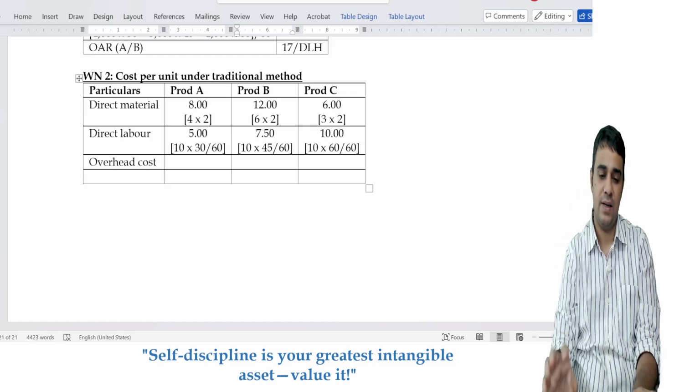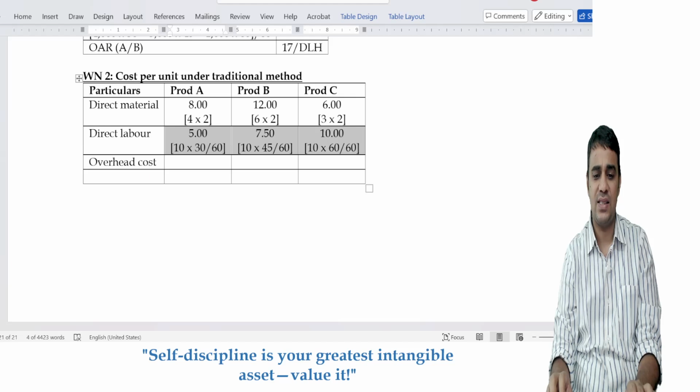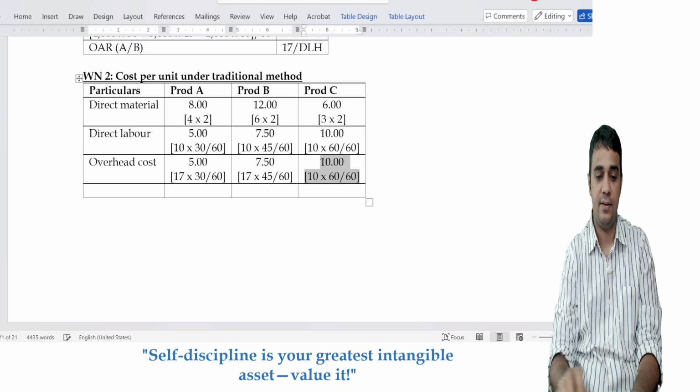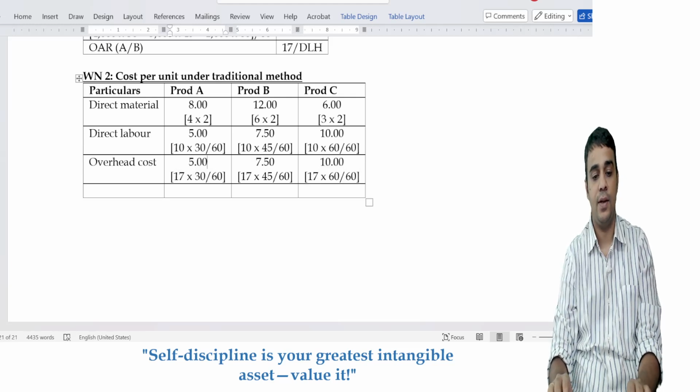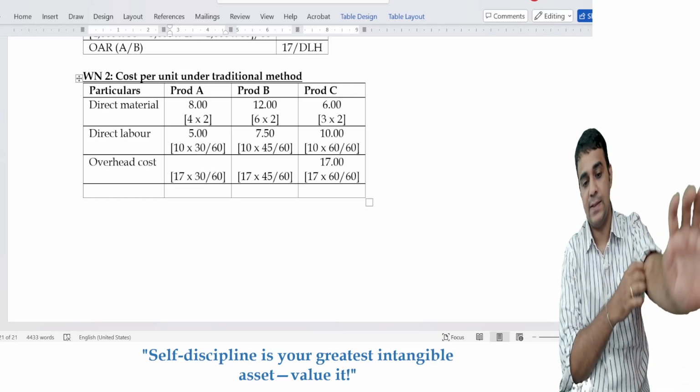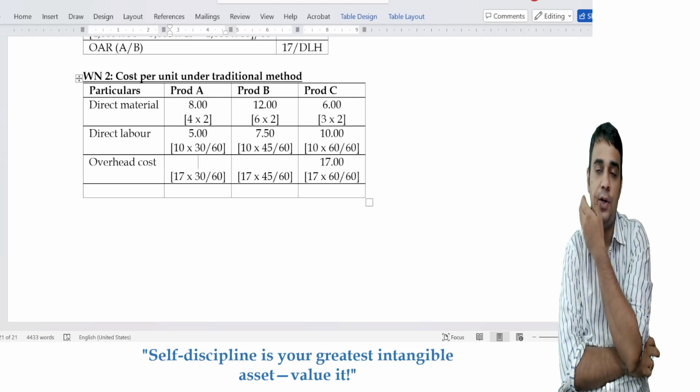Overhead cost is simple. Same thing, just that the rate is not 10. We have calculated it: it will be 17 rupees per direct labor hour. So 17 into 30 by 60, 17 into 45 by 60, 17 into 60 by 60.